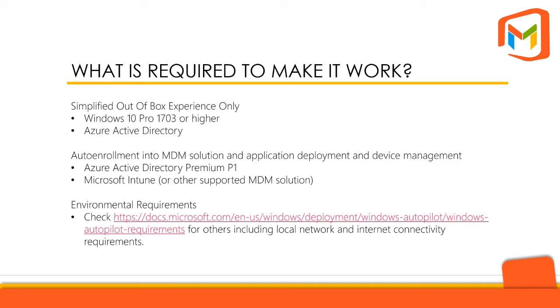So, some important things that normally generate a few questions. What's required to make Autopilot work? At a base level, if you just want to test the simplified out-of-box experience, which is having a whole bunch of the initial setup screen options suppressed, all that really needs is Windows 10 Pro 1703 or higher. By higher, I mean two things. It's a higher version of Windows 10 than 1703, but this also applies to things like Windows 10 Education and Windows 10 Enterprise as well.